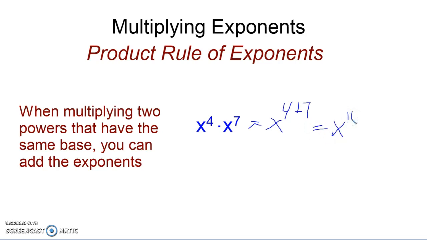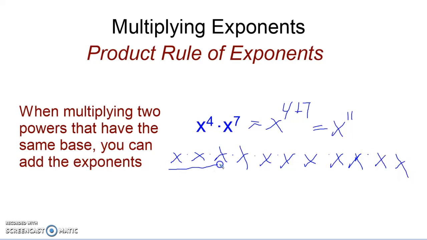So just to prove it one more time for you, x to the 4th is x times x times x times x, that's 4 x's, times x to the 7th, which is x times x times x times x, 1, 2, 3, 4, 5, times x times x. So if we count all of these x's, we have 1, 2, 3, 4, 5, 6, 7, 8, 9, 10, 11. So you can see that it's all going to be equal.